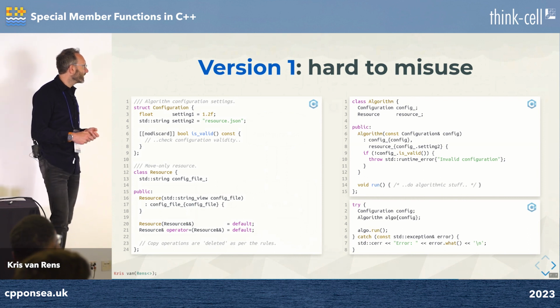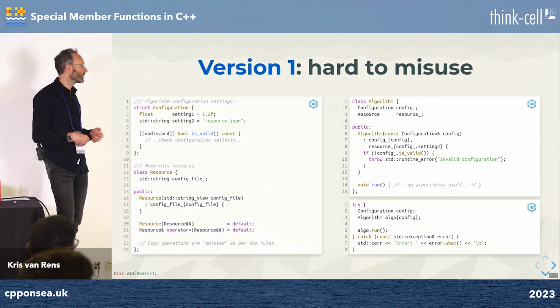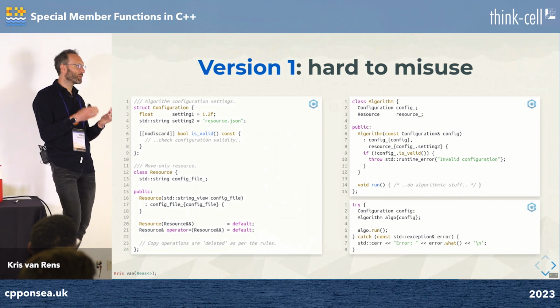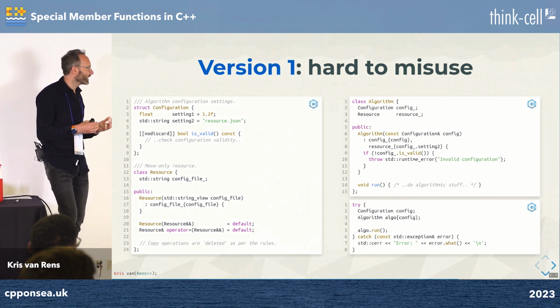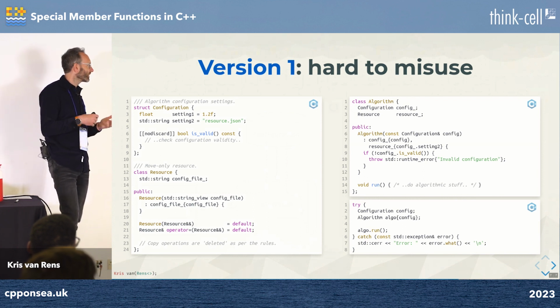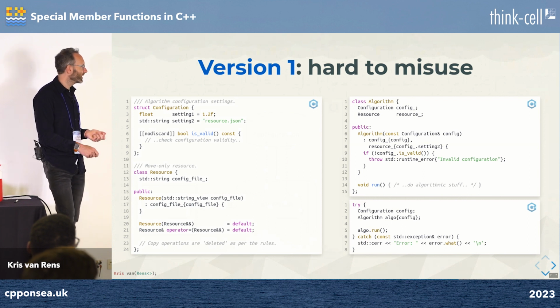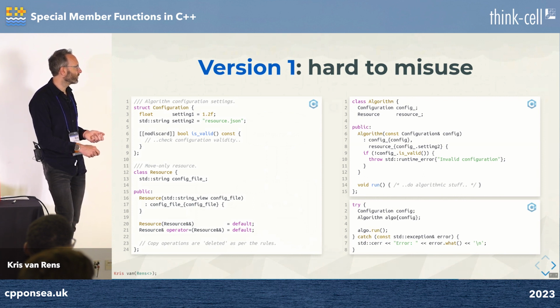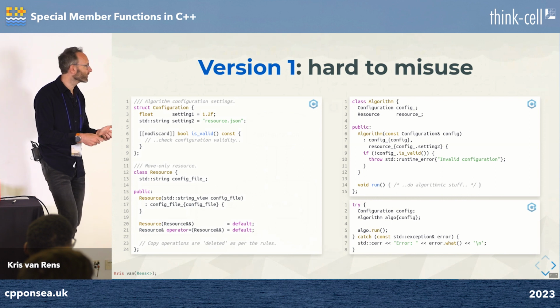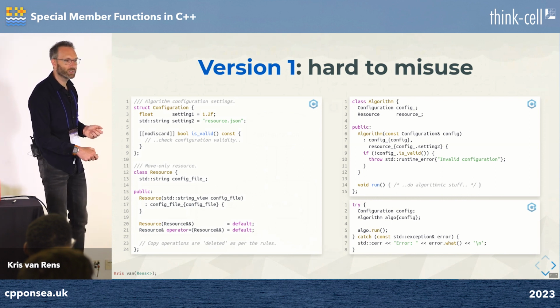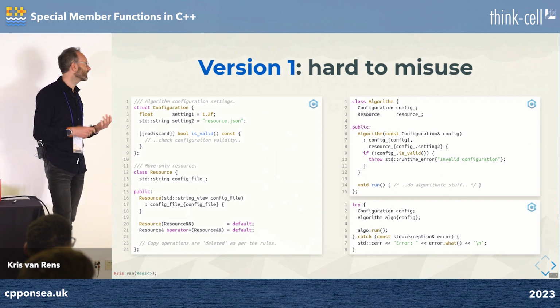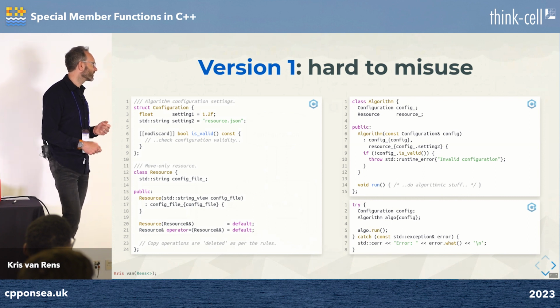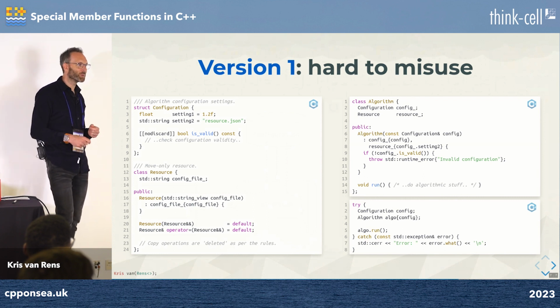And this version 1 is called hard to use. And why is it hard to use? Because it's impossible to create an algorithm class with bad settings. If we somehow mess up this configuration set, it will fail during construction, and we won't even have an object or a handle to an object to call run on. So this is the most foolproof design that you can make. And it's really simple. But that's always how our class design starts, right?